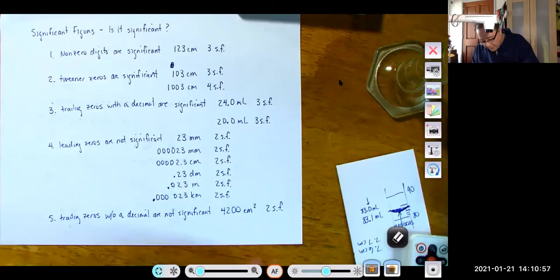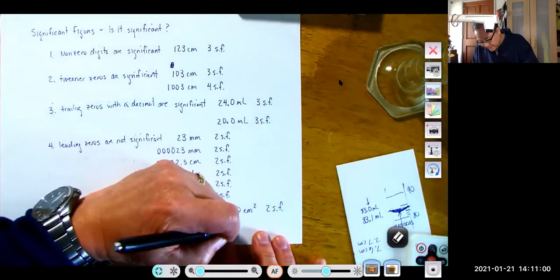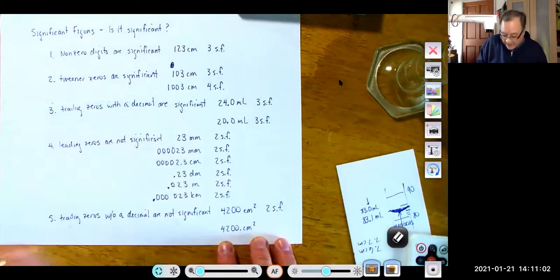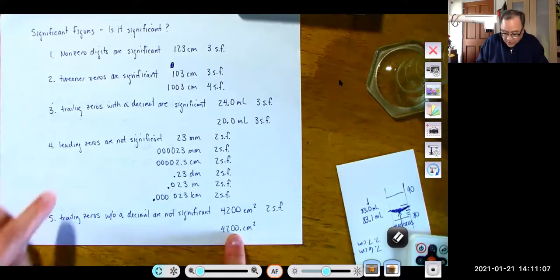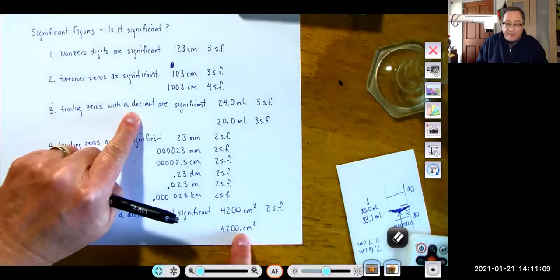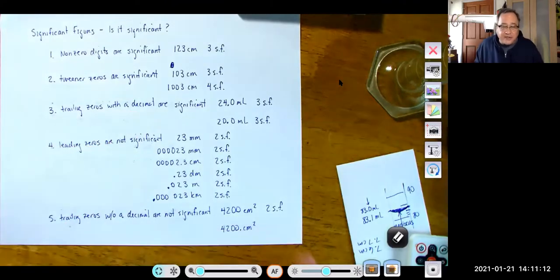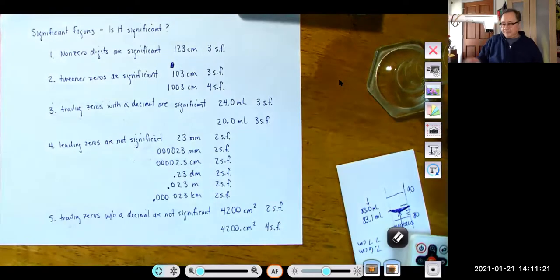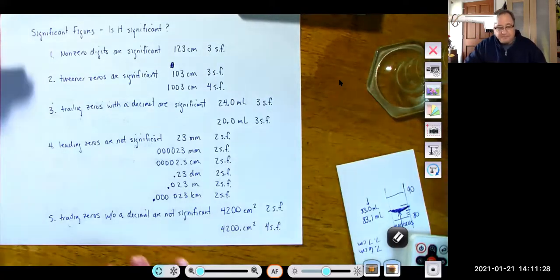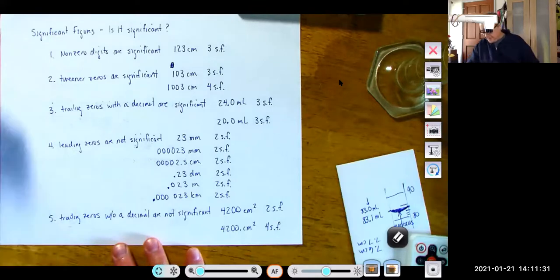Now, what would happen if I wrote down this? How many significant figures here? Well, we have trailing zeros with a decimal. So how many significant figures here? Go ahead and answer that in your head. And the answer is 4 significant figures. So these are the rules for, is it significant?